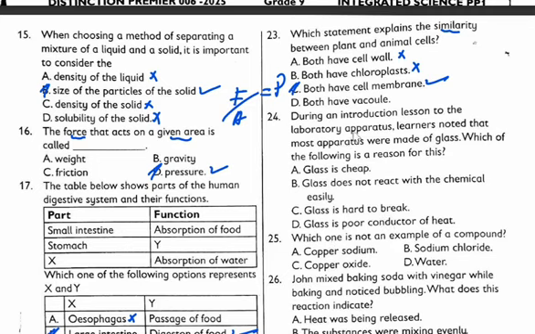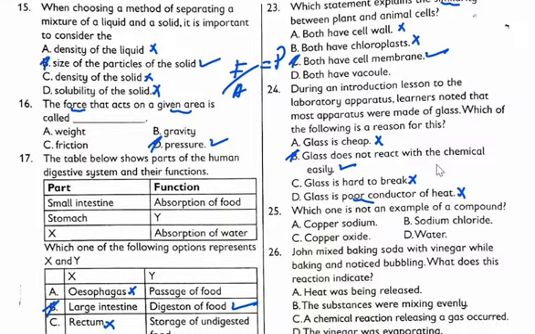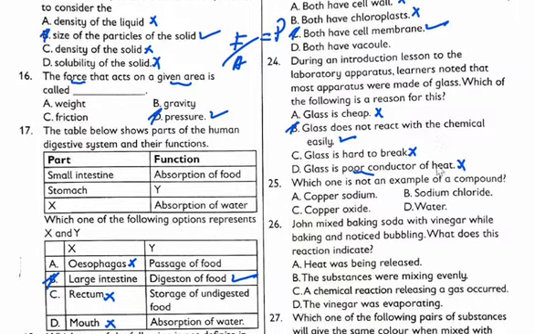So to start with A, glass is cheap. That one is not even true because we know that glass is expensive compared to plastic. C, glass is hard to break. That is not true. Glass is very easy to break. D, glass is a poor conductor of heat. Sometimes we use glass apparatus to heat, like test tubes, and therefore this one is not the main reason. So the main reason is glass does not react with the chemicals easily. Another reason is because glass is easy to wash. So those are the two reasons why most apparatus are made of glass in the laboratory.